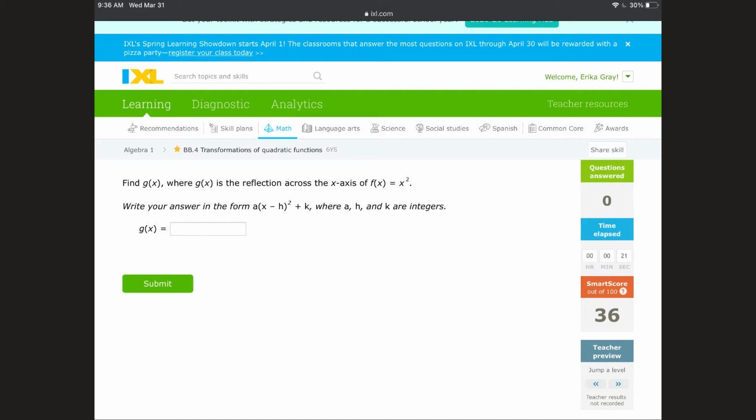This next one says, find g of x if it is a reflection across the x-axis. Reflection just means that a is negative. Okay? So in this case, a is positive 1, but I need it to be negative 1, so all I do is give negative x squared, and I'm done. That's it.